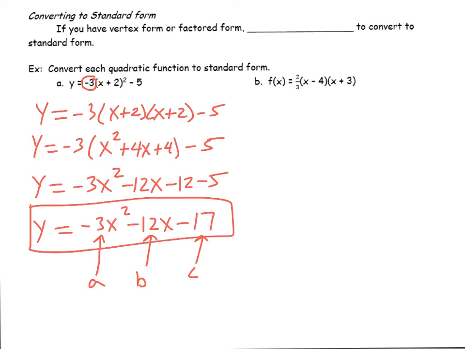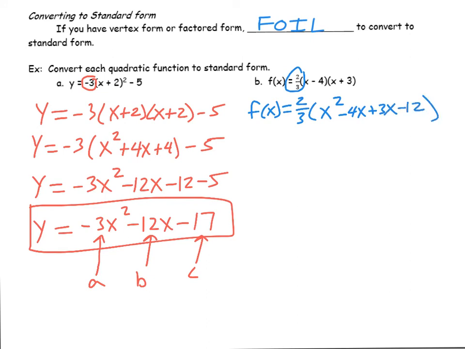All right, here, whoops. Sorry, I meant to put this in earlier. To go from vertex or factored form, you typically use the method of FOIL to convert it. So here there's no constant at the end, but take the same approach: with my value for a, we need to FOIL first, and a just needs to kind of hold on a minute. We'll get to it at the end. So I just leave that 2/3 out front, and then I get x squared minus 4x plus 3x minus 12.